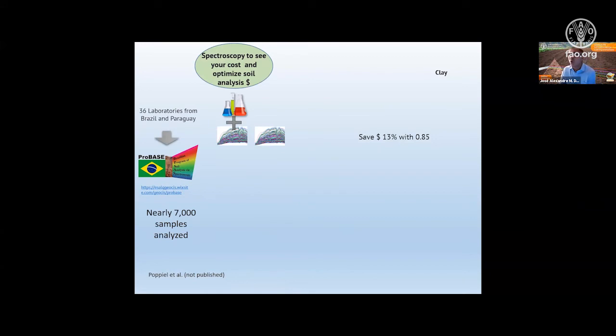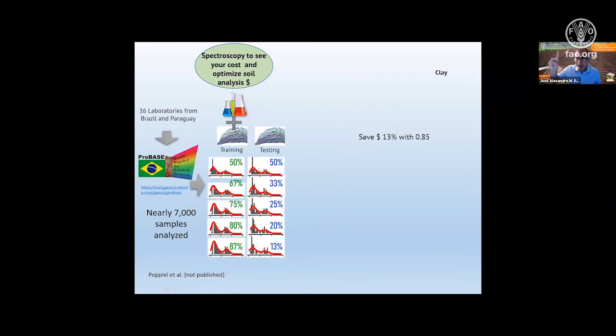Okay? Now let's talk about money, because everything goes about money. Spectroscopy to see your costs. We got all the data of these laboratories that were great contributors with us. And we got all this spectroscopy, and look at what we made. We made for each laboratory a training and a testing model using spectra and the soil analysis. But we used different numbers for training and testing: we were increasing the testing and diminishing the training to see what happened.